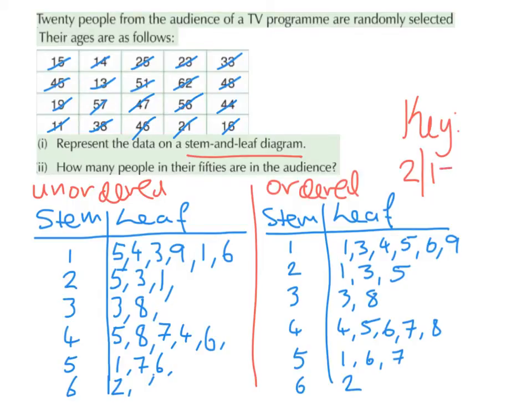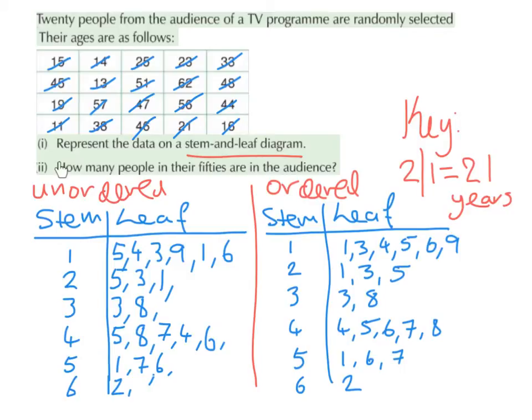And I would say that this is equal to 21 years. Because remember, this is all about people's ages. So this 1 here represents 21 years.